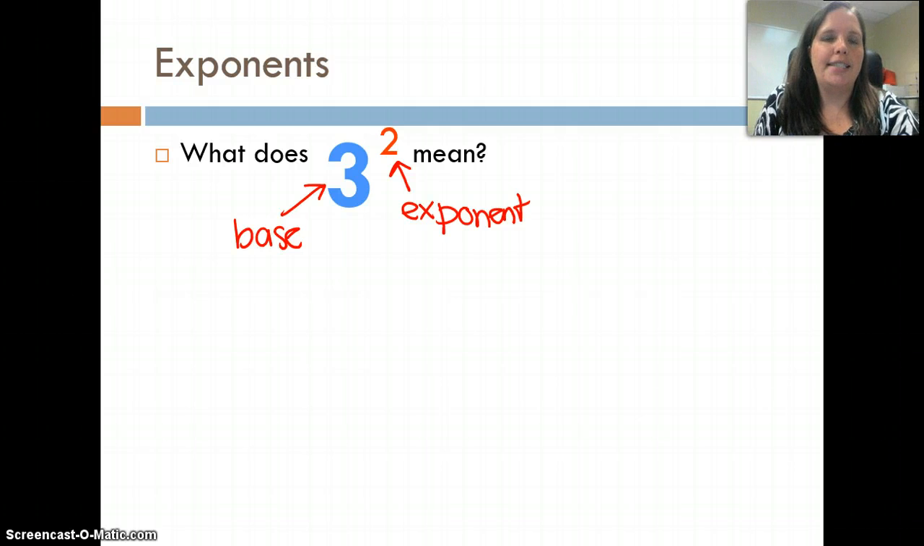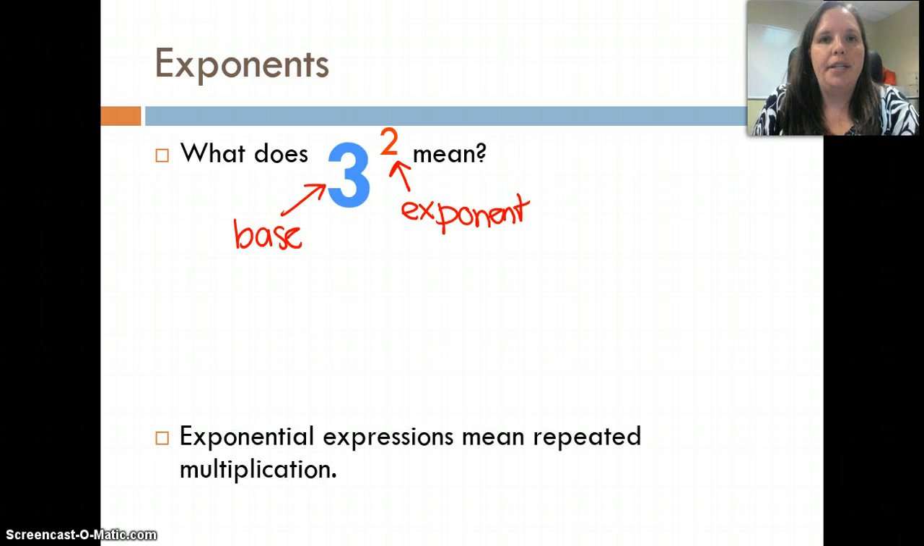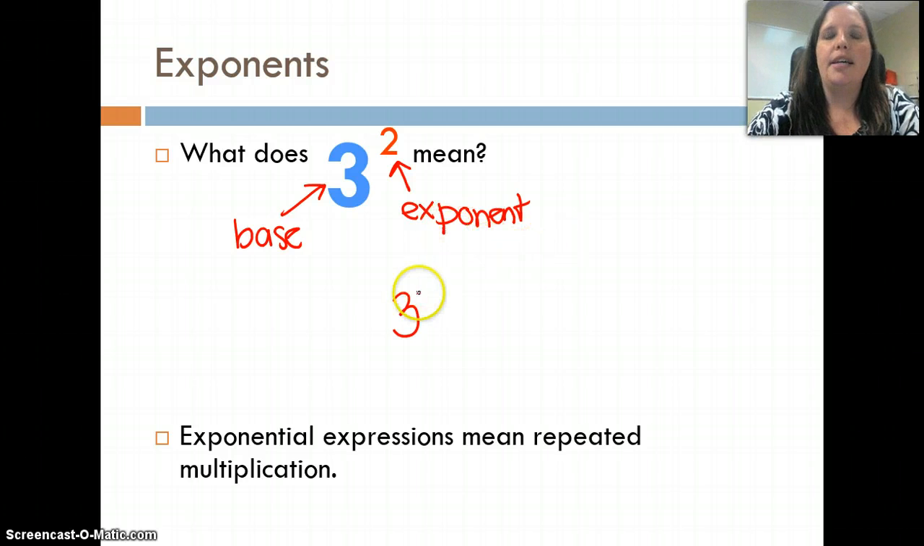So when we say, what does an expression with exponents mean? It means repeated multiplication. So again, the base is what you're going to use as a factor, so we're going to use 3. The exponent is how many times you're going to use it as a factor. So we're going to use 3 as a factor twice and repeat that multiplication. So that's why 3 to the second is 9.